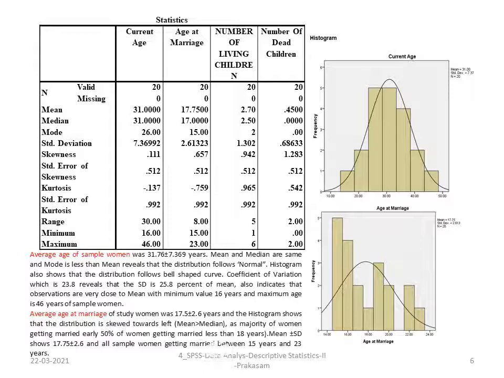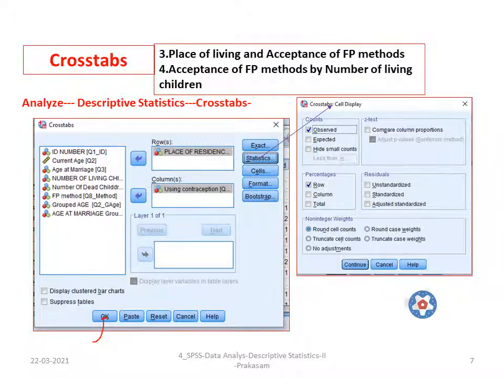Therefore, we have to interpret the statistical output which has been derived and then give a meaningful answer for your data set. Another question: the researcher is interested in finding out the place of living and acceptance of family planning.